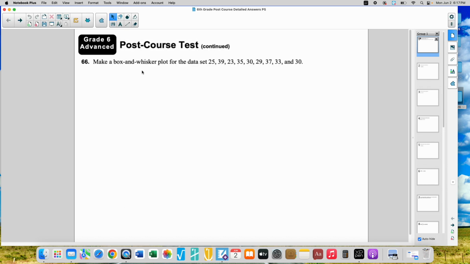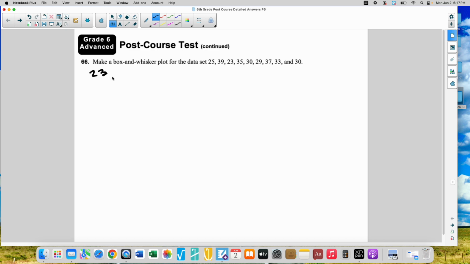So we are going to make a box and whisker plot for the data set. First thing that we need to realize is we need to put our data in numerical order. So we have 23, and this is how I keep track of the numbers in numerical order. So I just underline them so I can still see the numbers and not lose the values. That's 29. We got 30 and 30, 30, 30, 33.